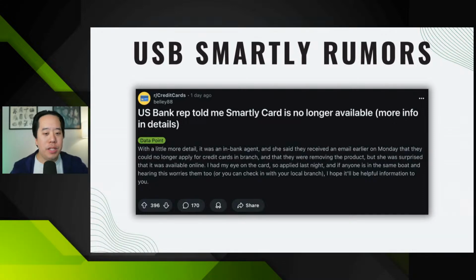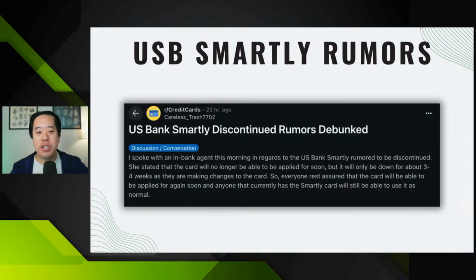There's been more developments, obviously, with these rumors as they come up. And so one of them is that this new Reddit post came out yesterday saying that it was, quote, debunked. So the question was, are they going to discontinue the card or are they going to revamp the card to be something that's different?